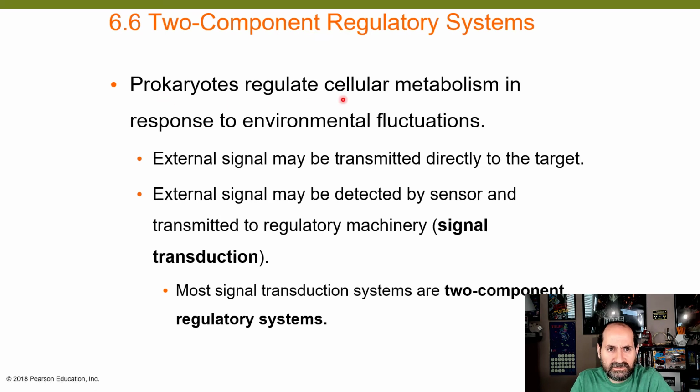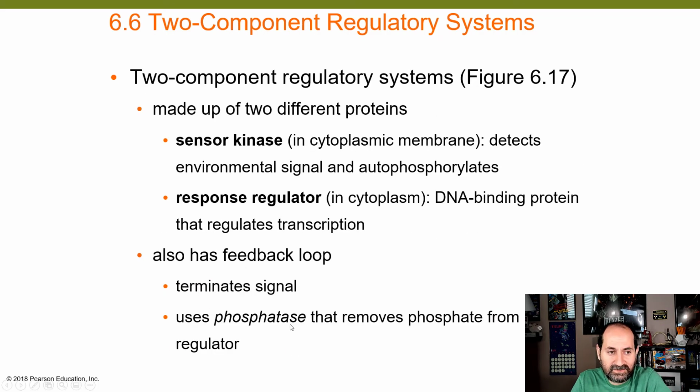So prokaryotes regulate cellular metabolism in response to environmental fluctuations. The signal may be transmitted directly to the target, or it may be detected by a sensor, like a receptor, and transmitted to a regulatory machinery. This is called signal transduction. So I'm going to introduce this concept of signal transduction. Most signal transduction systems are two-component regulatory systems. The two-component regulatory systems usually include a sensor kinase and a response regulator.